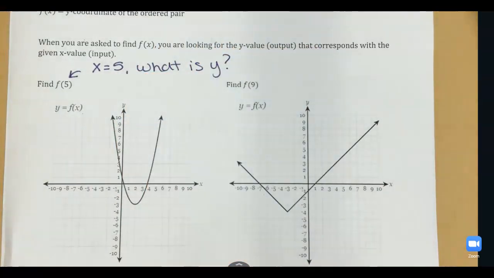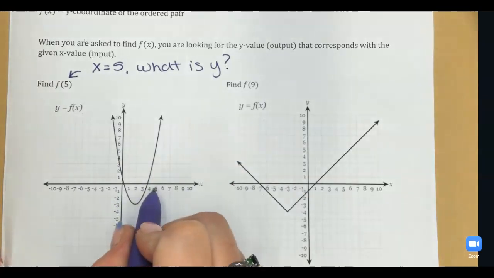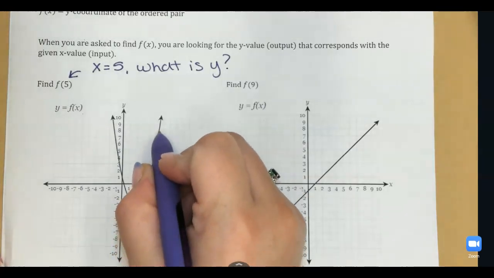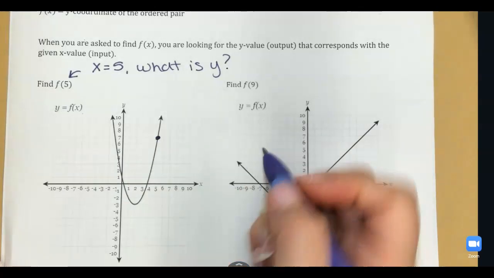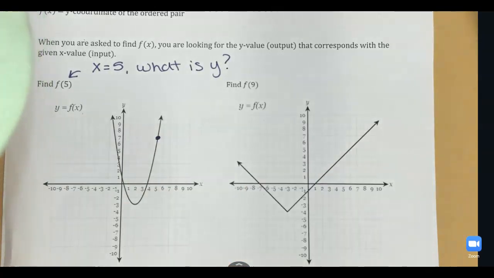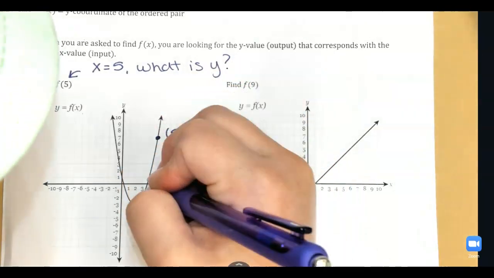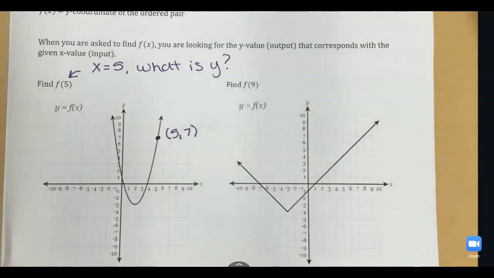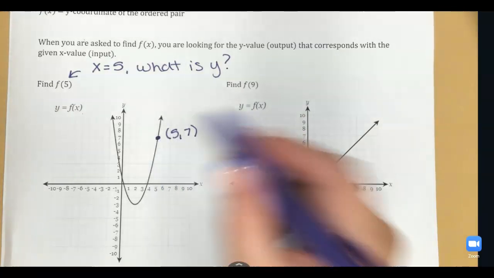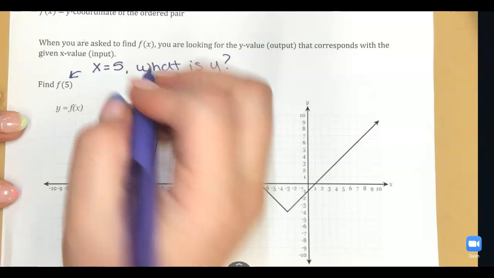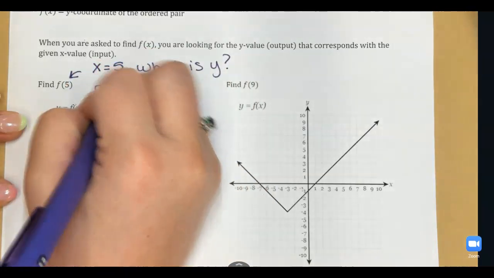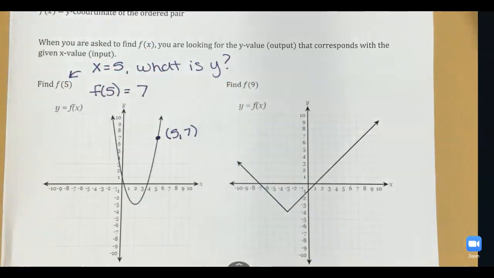So what I'm going to do is go to my graph for the x-coordinate of 5, and I'm going to find that point on my graph is right here, 5, 7. So when x is 5, y is 7. So that means that f of 5 equals 7, because that's my y-coordinate.